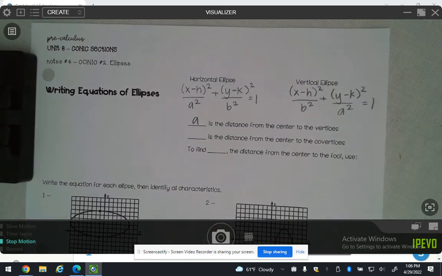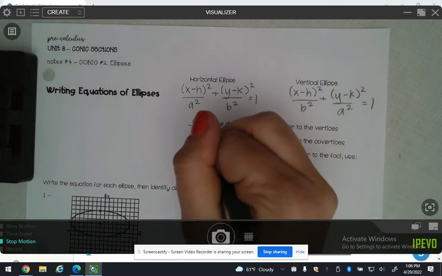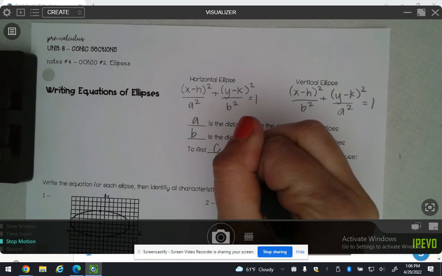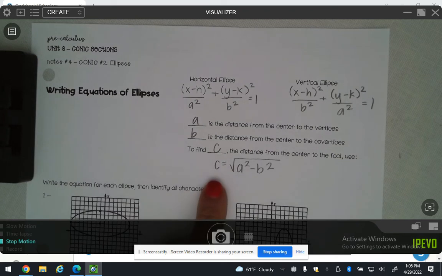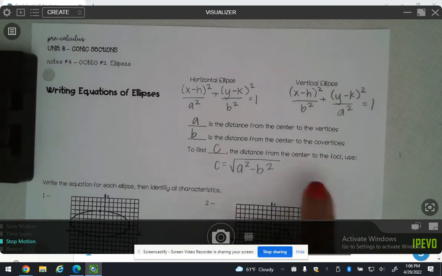A is your distance from the center to the vertices. B is your covertices. C goes with your foci. C is square root of a squared minus b squared. You need to know all of this stuff to be able to do what we're going to do down here. First two are easy. Second one gets a little bit harder. Okay?